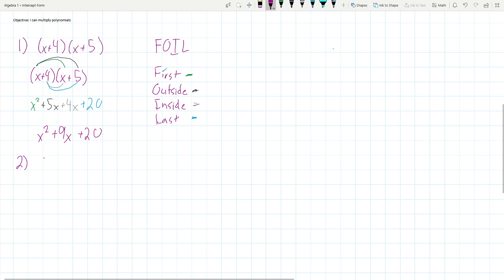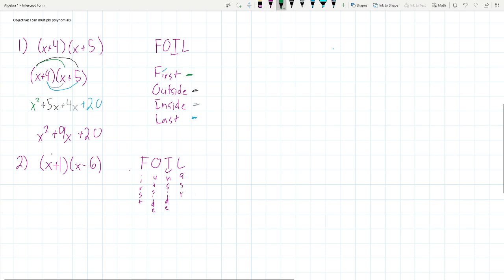Alright, let's look at number 2. Number 2 is (x + 1)(x - 6). Alright, so again, we're going to be using FOIL. And make it all caps because it's an acronym. FOIL. So, first, outside, inside, last.